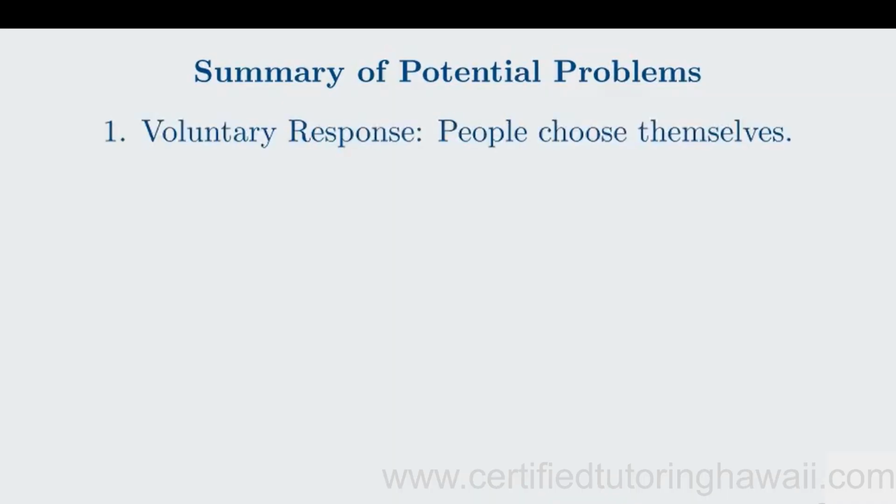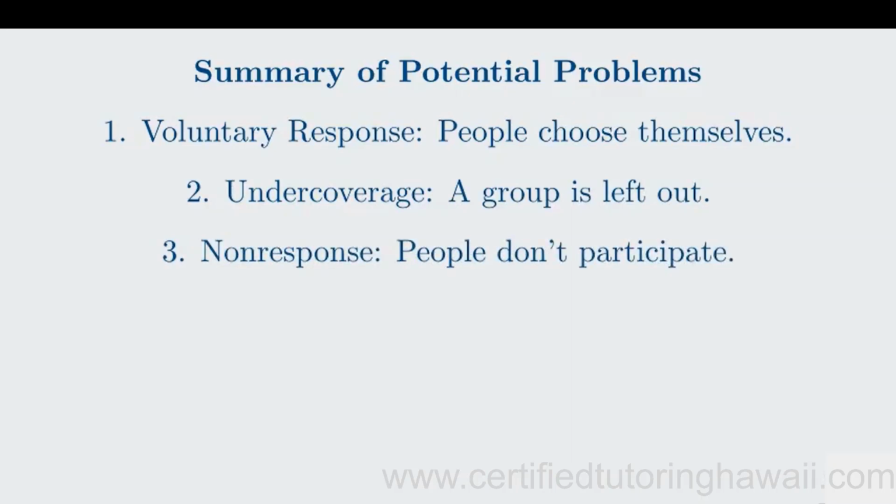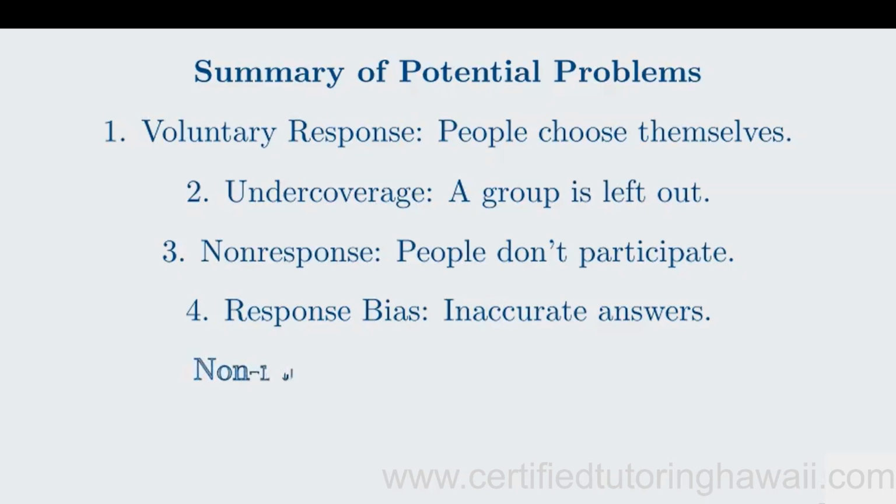To wrap up, let's review the common thread between all these problems. 1. Voluntary response where people choose themselves. 2. Undercoverage where a group is left out. 3. Non-response where selected people don't participate. And 4. Response bias where there are inaccurate or influenced answers. Notice that non-random sampling methods, like convenience sampling or voluntary response, are the biggest culprits for introducing these biases. They don't use random chance to select individuals, which means every individual in the population does not have a fair shot at representing the whole.